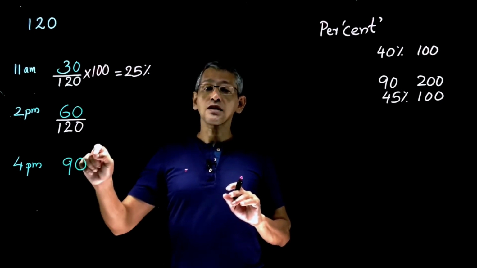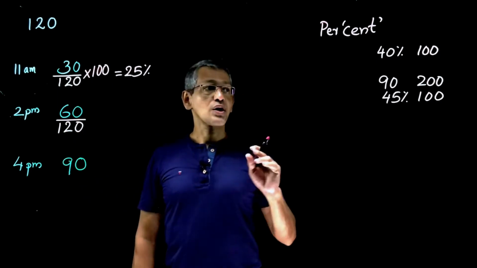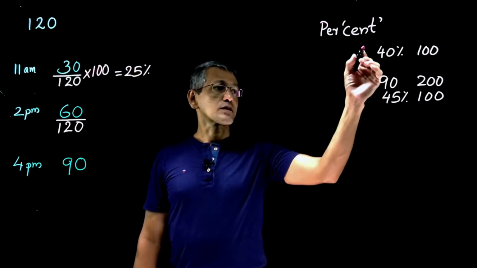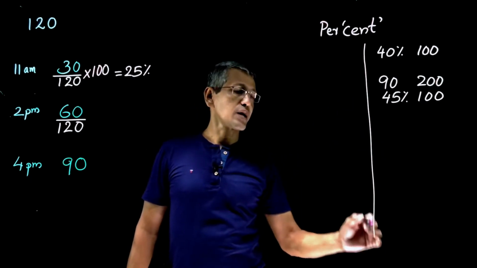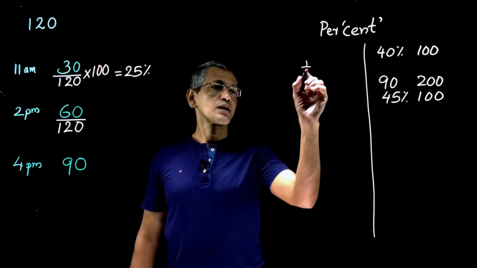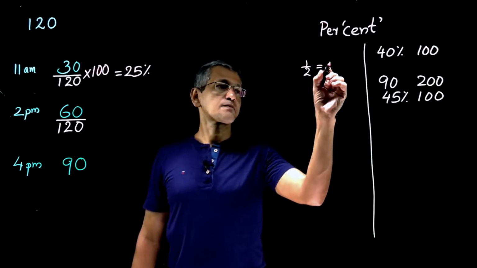Without doing this multiplication, you can find the answer. So every time you see the fraction 1 by 2, remember, 1 by 2 means 50 percent.